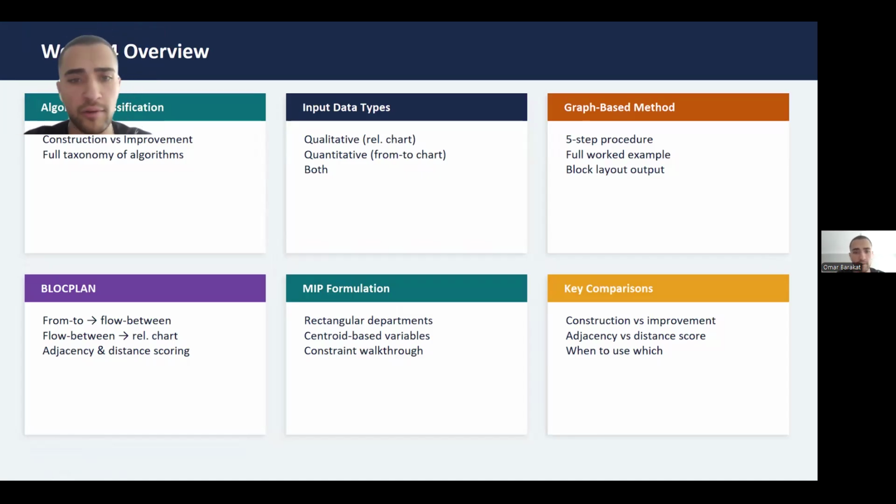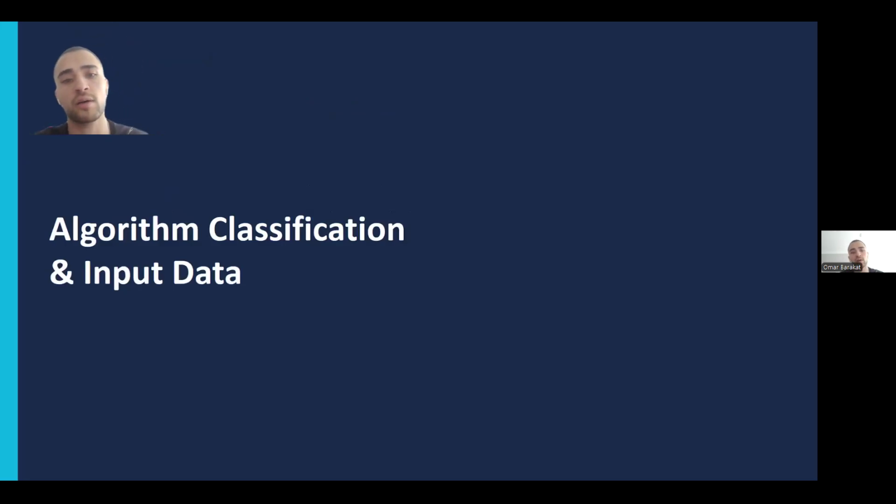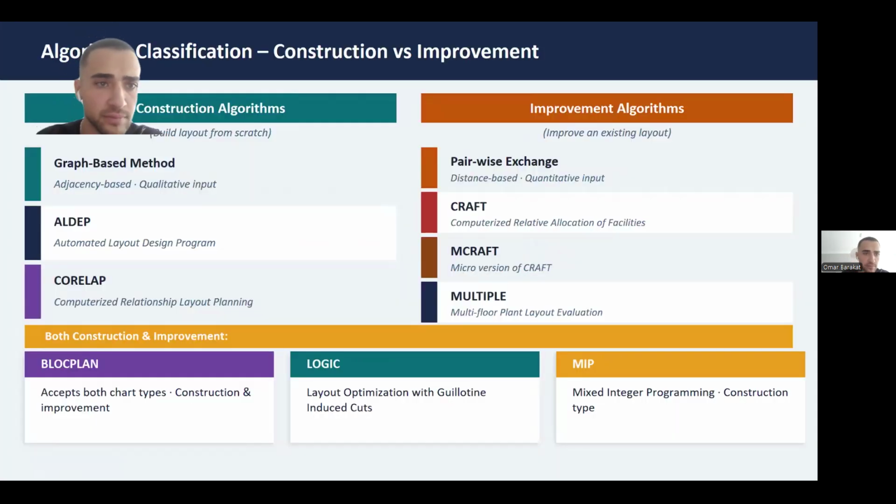Last week we built the foundation, layout types, SLP, and the pairwise exchange algorithm. This week we go deeper into the algorithmic side. We cover how all algorithms are classified, which input data they accept, and then work through three major approaches in detail. The graph-based method step by step, BLOCPLAN's unique conversion process, and the MIP formulation that treats layout as a formal optimization problem. So let's talk about algorithm classification.